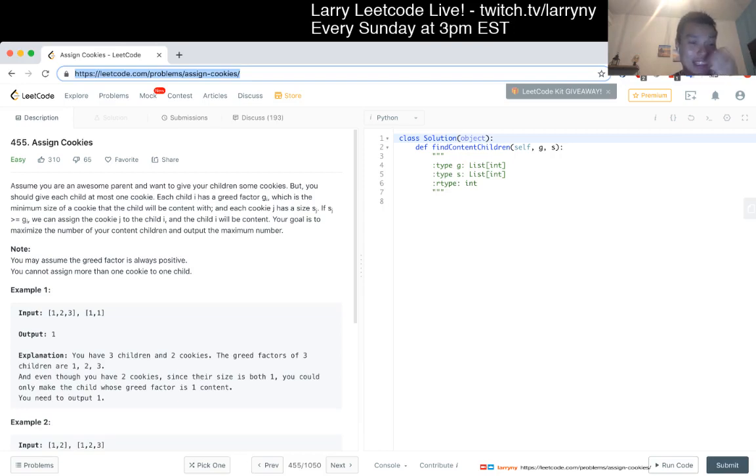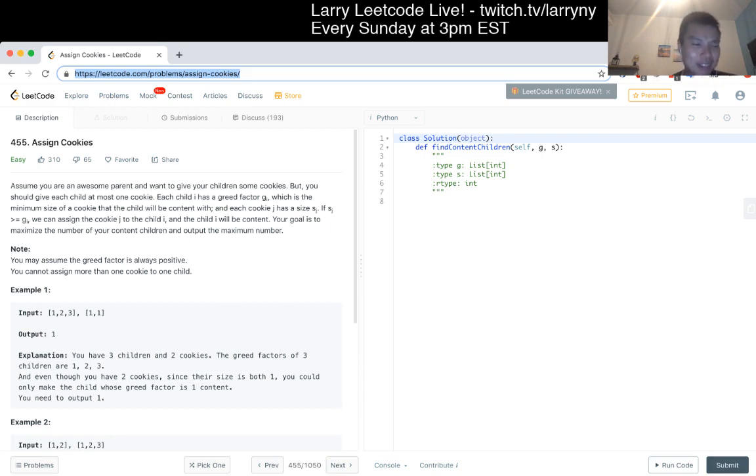455, assign cookies, easy. Assume you're an awesome parent and want to give your children some cookies, but you should give each child at most one cookie. Each child i has a greed factor g sub i, which is the minimum size of a cookie that the child will be content with. And each cookie j has a size s sub j.